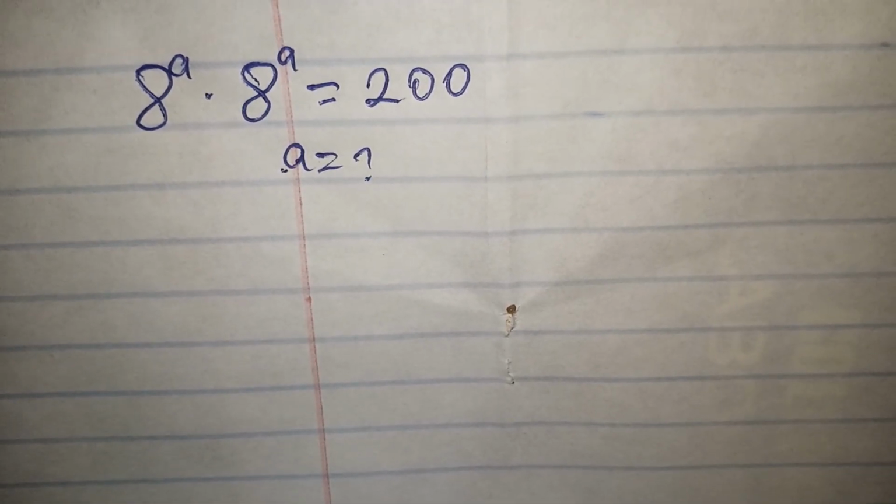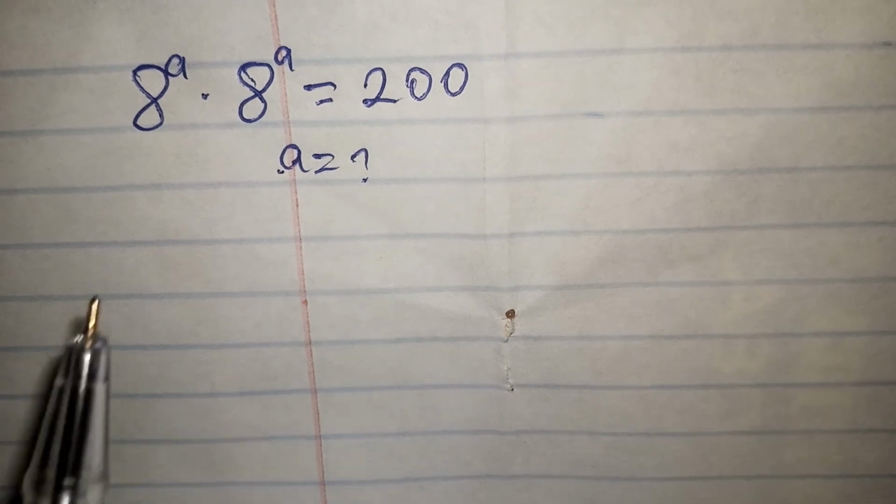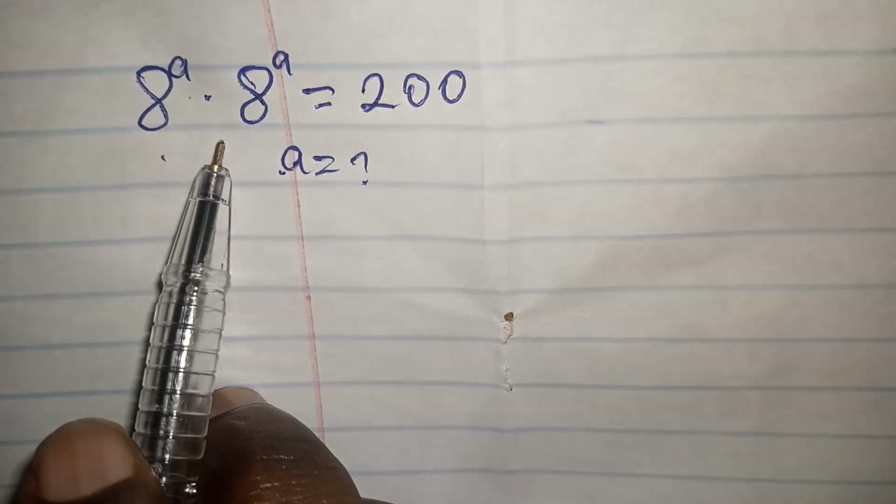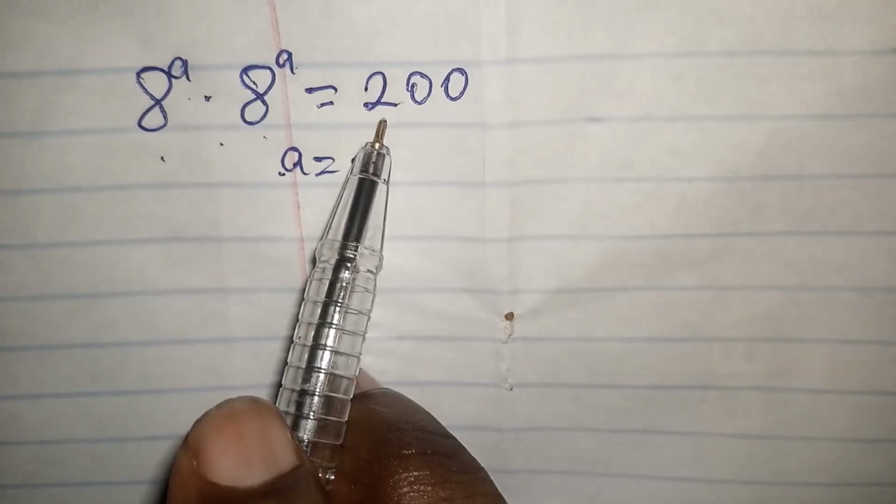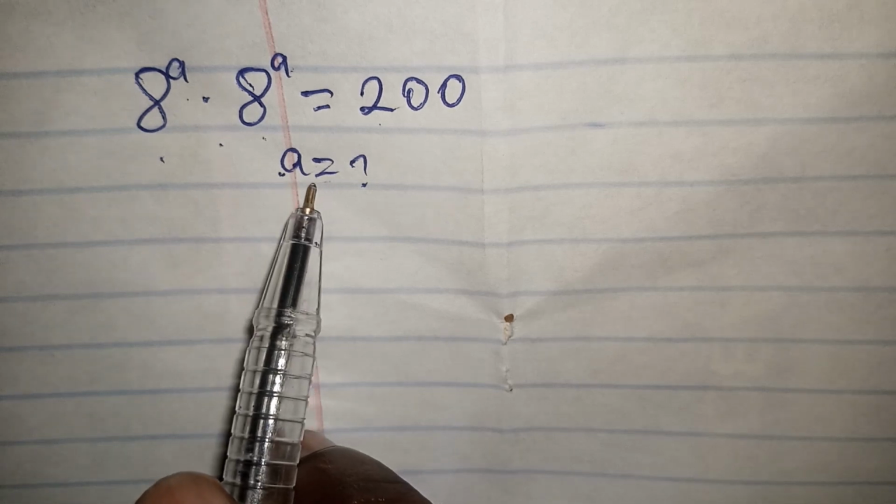Today we want to solve this nice maths challenge which reads 8 to the power of a times 8 to the power of a is equals to 200, and we are looking for the possible value for a.